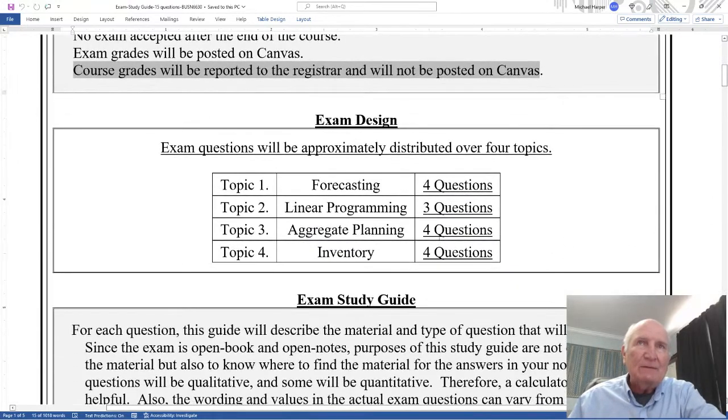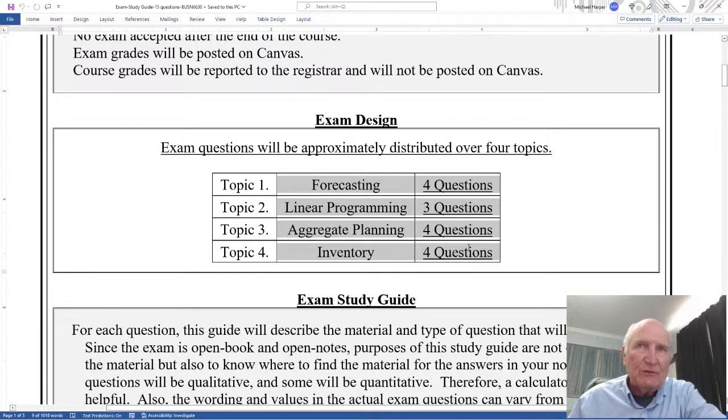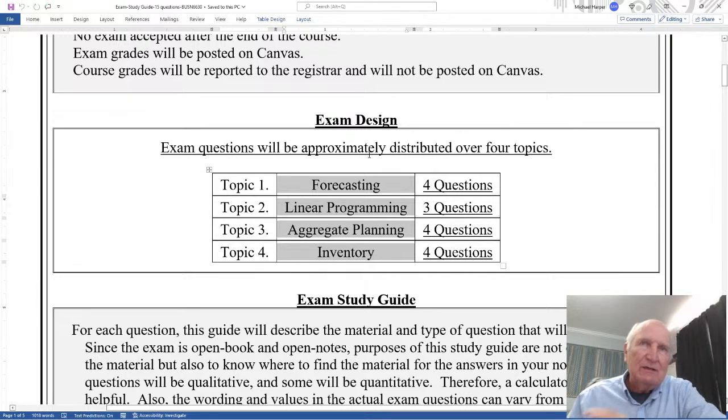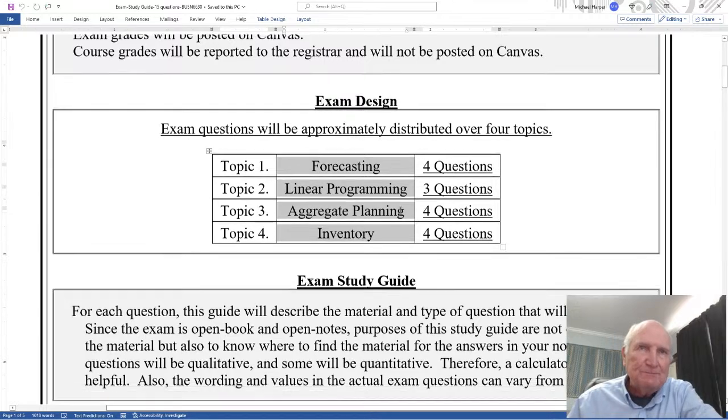Okay, the exam design. Exam questions will approximately be distributed over 4 topics. Forecasting, 4 questions. Linear programming, 3 questions. Aggregate planning, 4 questions. Inventory, 4 questions. I say approximately because sometimes information from one topic could bleed over to the other topic, and you need information from one topic for another topic. But generally, there'll be 15 questions distributed this way.